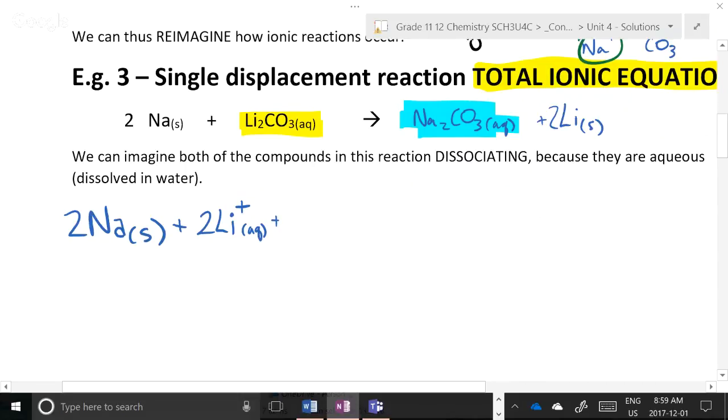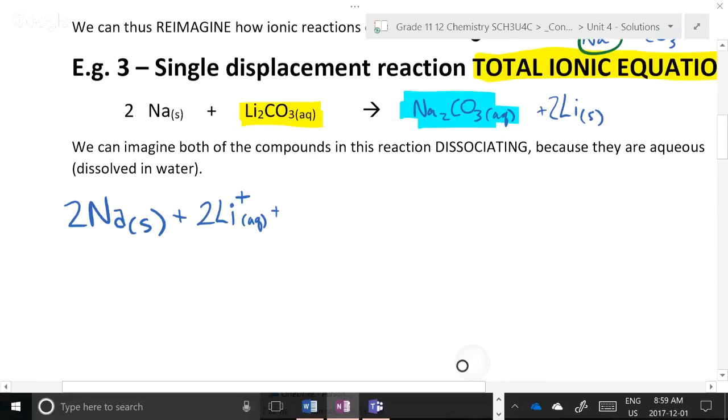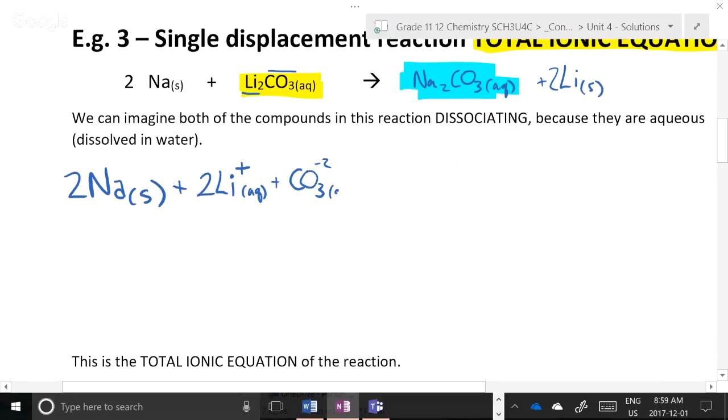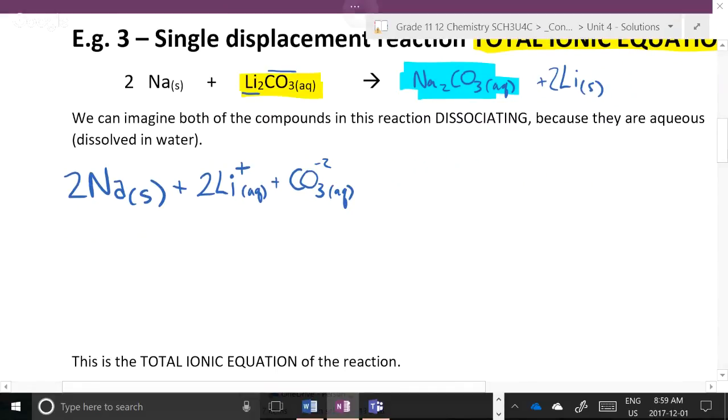And what's the other ion? So we got the lithium. And we also need the carbonate. And that's CO3. And what charge does carbonate take again? -2. And that's also aqueous.